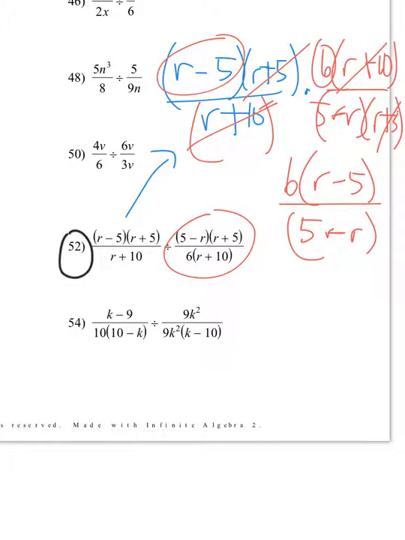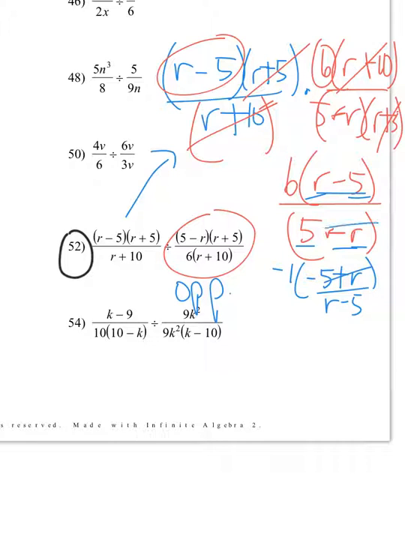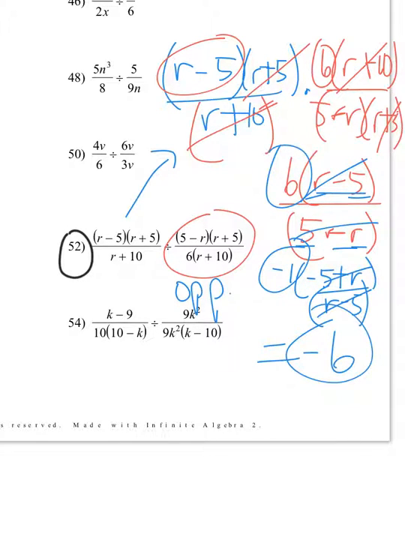Now, I can't just cross out the r minus 5 and 5 minus r. They're what we call opposites of each other. In other words, the 5 here is positive, here it's negative. The r here is negative, here it's positive. So if I factor a negative 1 out on the bottom, that would leave me with negative 5 plus r. Now, negative 5 plus r and r minus 5 are the same. This could be written as r minus 5. So by taking that negative 1 out, now I can cancel my r minus 5 factors. I have 6 divided by negative 1, which equals negative 6, and that's the answer to that problem.